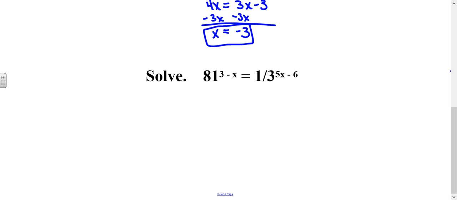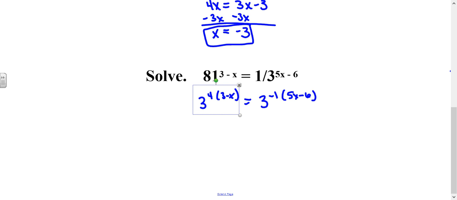Well, to make a fraction, I have to have a negative exponent. So this would be 3 to the negative first power. And I'm going to leave the 5x minus 6. And then 81 would be 3 to the fourth power. And I'm going to leave the 3 minus x.